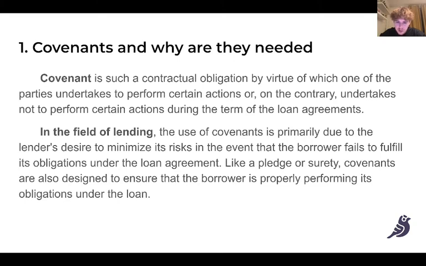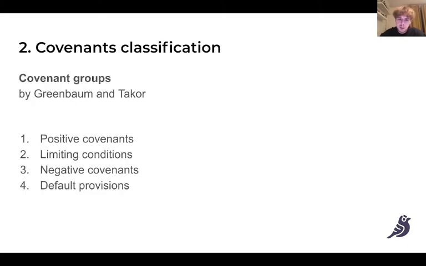There is no strict set of typical covenants that must be applied to all borrowers. There are several approaches to classifying covenants. Greenbaum and Thakor divide the covenants into four groups. The first is positive covenants. They imply the performance of a certain action on the part of the borrower, for example, maintaining a sufficient level of equity capital or maintaining the composition of the management.